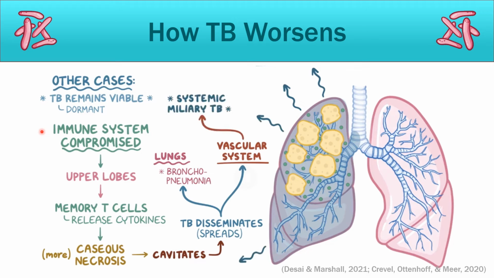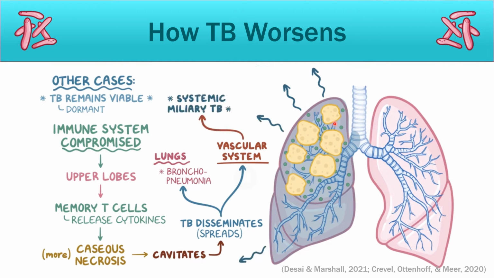This means that if the person contracts HIV or is malnourished or has been advancing in age, all of those are conditions that can actually compromise the immune system. If this is the case, then the Ghon foci actually become reactivated and the infection spreads to one or both of the upper lobes of the lungs.